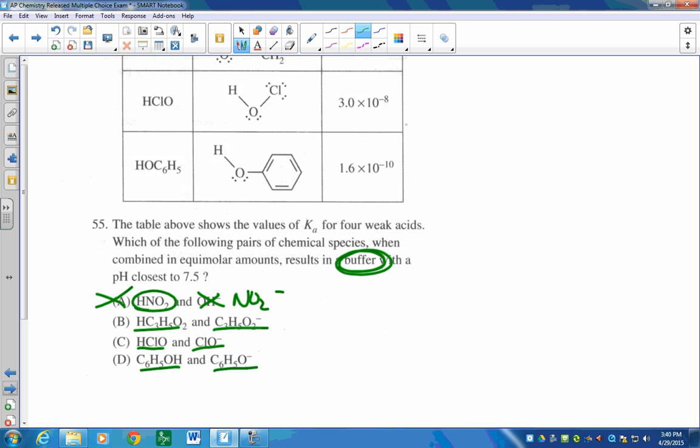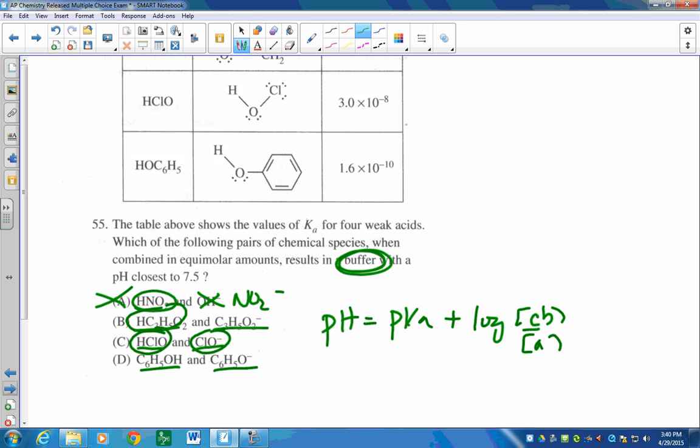Now, here's Henderson-Hasselbalch. The pH is equal to the pKa plus the log of the conjugate base over the acid. So this is the acid, this is the conjugate base. And because they said equimolar, these are equal, so this is 1. So this is a very easy problem. Not when you took the test, but after I did. You want the pH closest to 7.5.